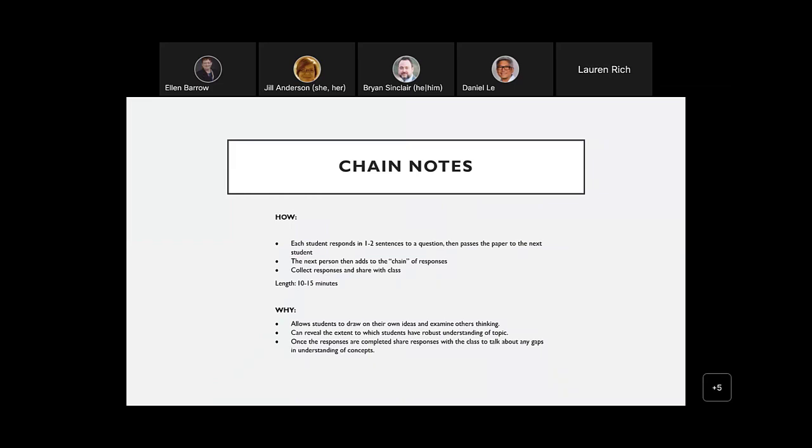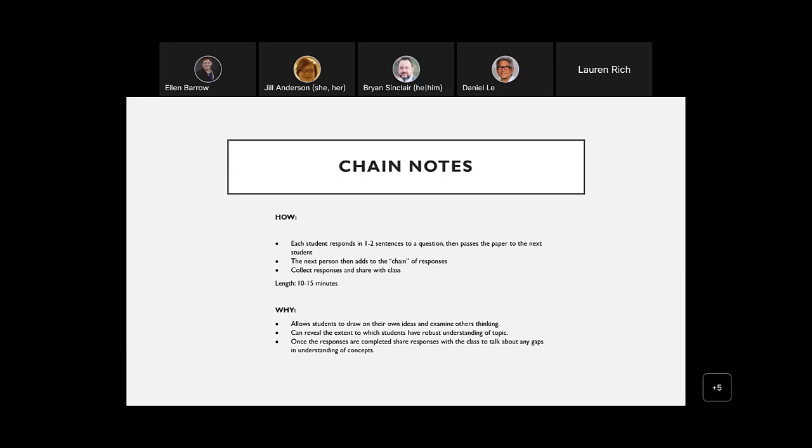Then the next person adds their response, and they keep passing the paper until everyone in the class has shared their information on the note. It usually takes about 10 to 15 minutes. One thing that came up when I was looking at this, you probably wouldn't want to do this when you're thinking about COVID because you don't want students passing things between them. But there might be another way to do that. I'd have to think on that.